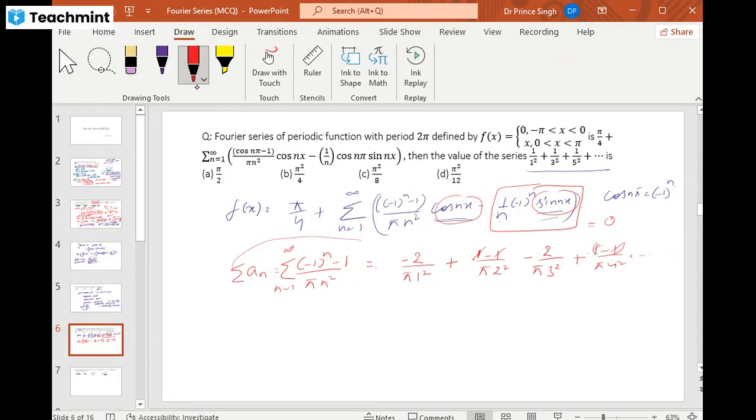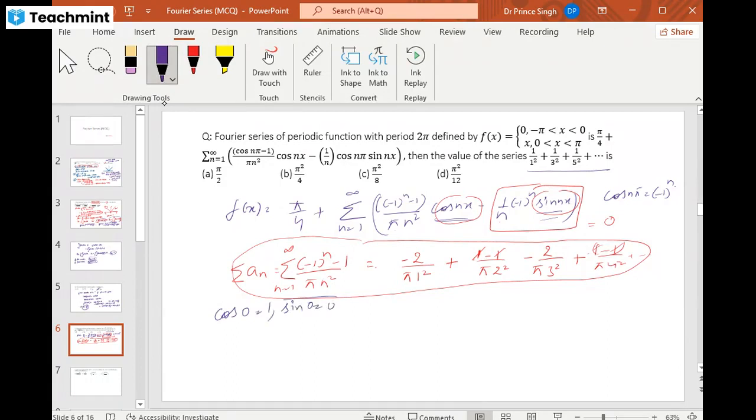So what I need to do, it means that I can directly get the required series from this particular term only. The only thing I need to make cosine function as 1 and sine function as 0. So I need to choose a suitable value of x from this particular function so that cos is 1 and sine is 0. So for what value of x is cos 1 and sine 0? We know that cos 0 is equal to 1 and sine 0 is equal to 0. And this value also falls within the interval.